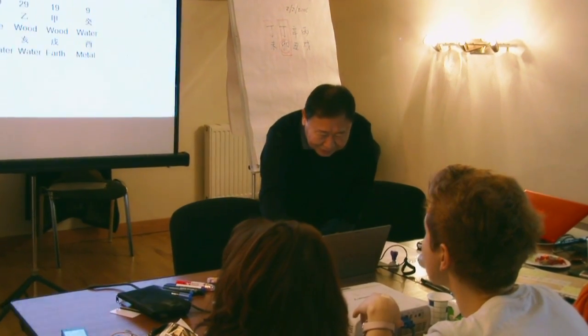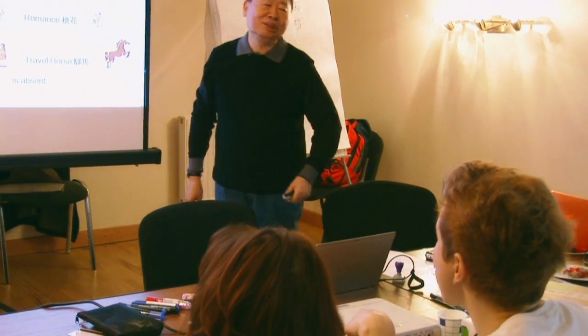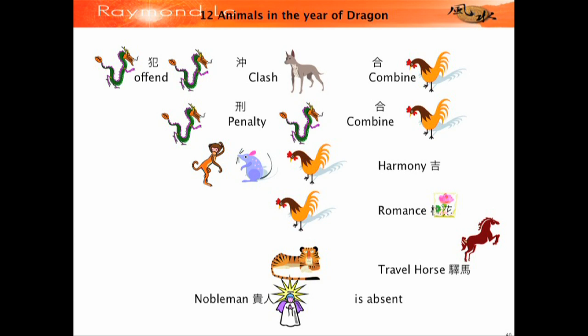So now we take a look at the different individual animals. In the year of the dragon, the more serious animal under clash is the dog. So therefore, the clash is the dragon against the dog.